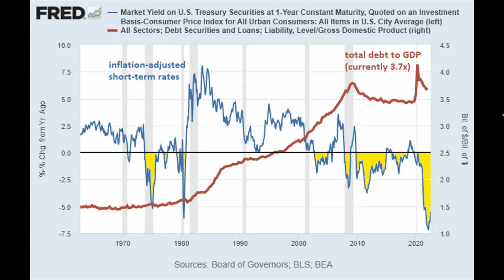Now, I feel like I need to explain the debt to GDP. GDP is a figure in the tens of trillions, and you just divide the amount of nominal debt by that. This is showing you the rate of change. If you were to go look at the actual debt to GDP ratio, I think it's at 135%.